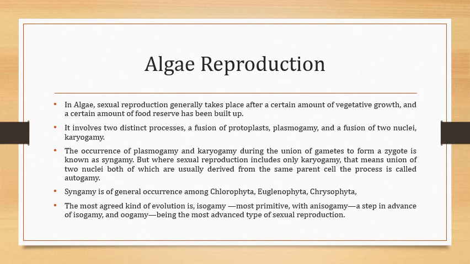Syngamy is of general occurrence among Chlorophyta, Euglenophyta, Chrysophyta, and the most agreed kind of evolution is isogamy, that is primitive, and anisogamy a step advanced to isogamy, and oogamy being the most advanced step in the sexual reproduction.